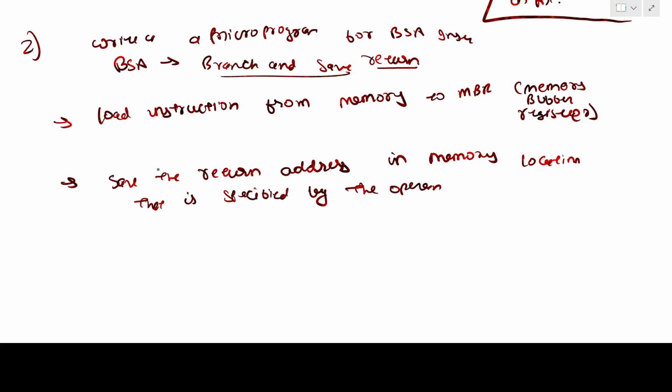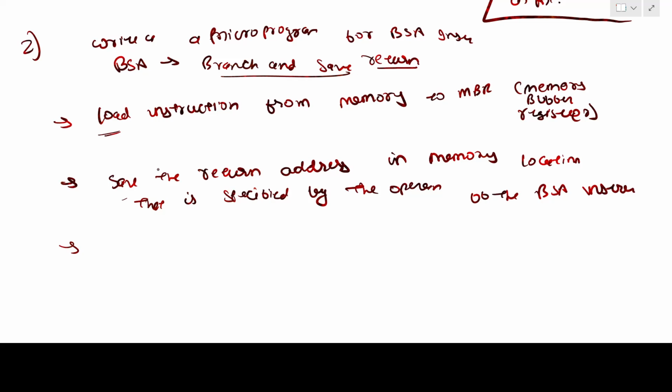If you are not understanding, just wait a minute, I'll explain it to you. What we are essentially doing is performing a microprogram for the BSA instruction, which uses the micro instruction format for the basic microprogram control unit. First, load the instruction from memory to MBR. Second, save the return address in memory at the location specified by the operand in the BSA instruction. Now just hang on, we'll get to it.